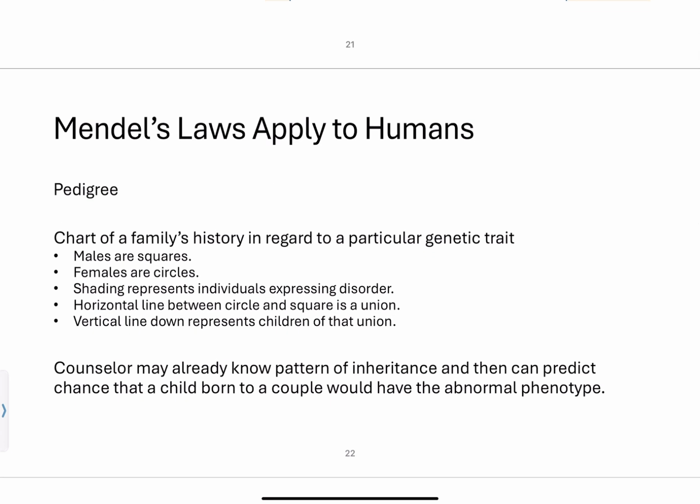So how do we apply this knowledge to real families? That's where a pedigree comes in, which is basically a family tree that tracks inheritance of a specific trait or genetic condition. On these charts, males are represented as squares, females are represented as circles. If these shapes are shaded in, that means the individual is expressing that trait. Often that trait is some sort of genetic disorder. A horizontal line connecting two people means that they're a couple, and vertical lines show their children.